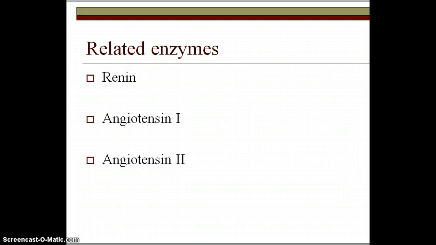The enzymes related are renin, and this is in Potter and Perry on page 887. Renin is made in the kidneys. It's an enzyme that's made in the specialized cells in the kidneys. It releases renin when there is a decrease in renal perfusion secondary to the decrease in the extracellular volume. That in turn then stimulates angiotensin, which is an inactive form made in the liver.